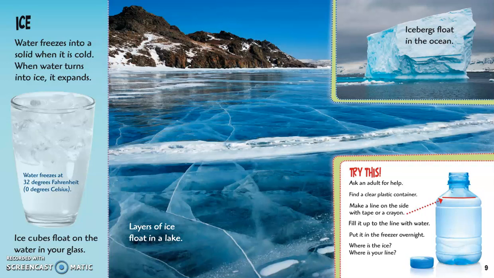Ice. Water freezes into a solid when it gets cold. When water turns into ice, it expands. Water freezes at 32 degrees Fahrenheit, 0 degrees Celsius. Ice cubes float on the water in your glass. Layers of ice float in a lake. Icebergs float in the ocean.